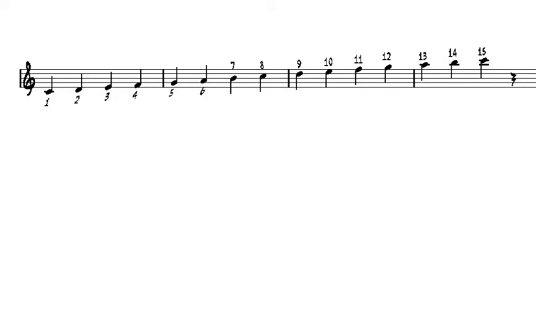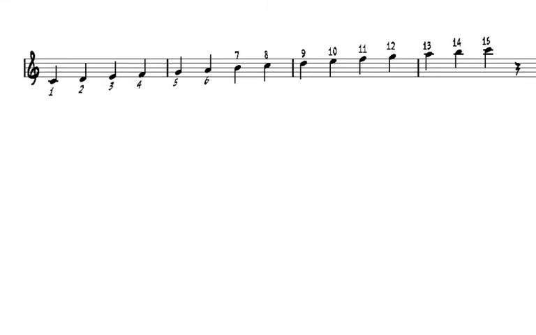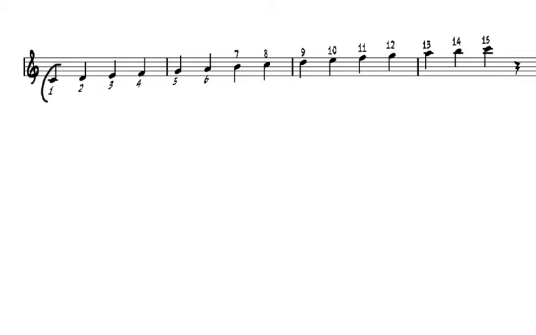Notice it starts here on the 1st degree, and then it goes up 2, 3, 4, 5, 6, 7, 8. Remember that 8th note is the same as the 1st note, just separated by 1 octave. Then if we continue on, 9, 10, 11, 12, 13, 14, 15, you'll notice that these are the exact same notes that are happening in the first part of the scale, but just 1 octave higher.